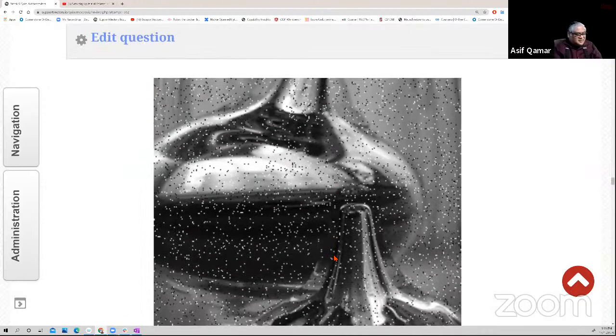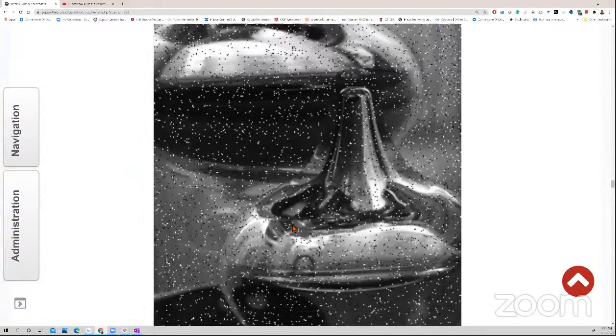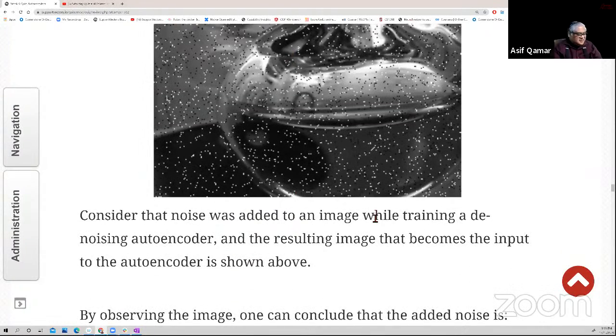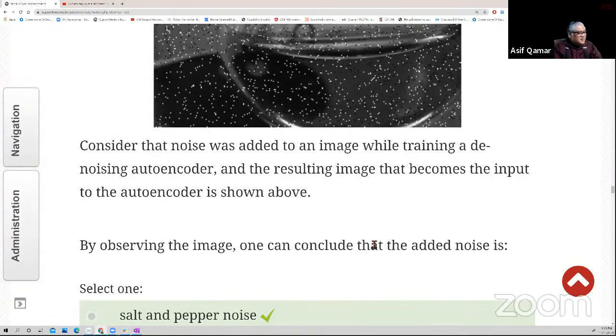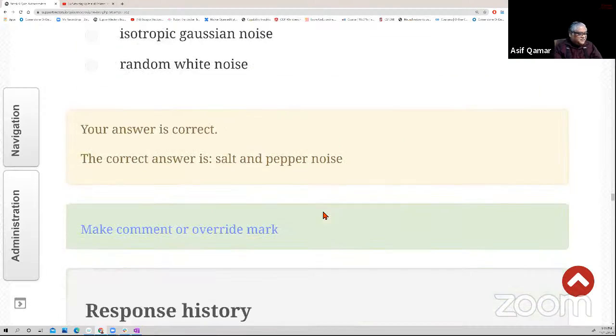You look at this. Now, if you look carefully at this, what is the nature of those noise? Can you tell? It is clearly black and white, isn't it? Definitely salt and pepper, classic signature of salt and pepper. And consider the noise that was added to the image while training a denoising autoencoder, and the resulting image that became the input to the autoencoder is shown below. By observing the image, we can conclude that the added noise is salt and pepper.